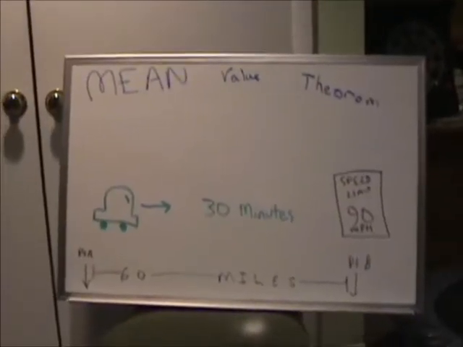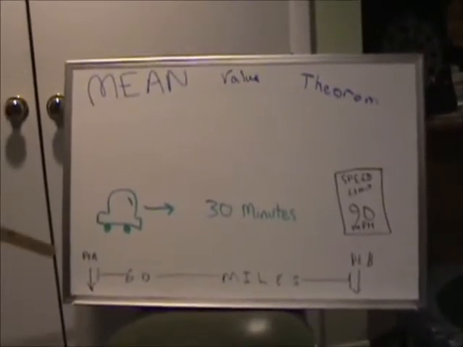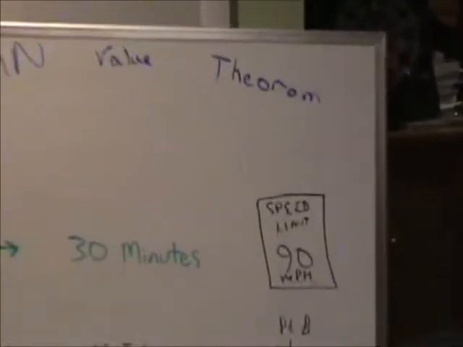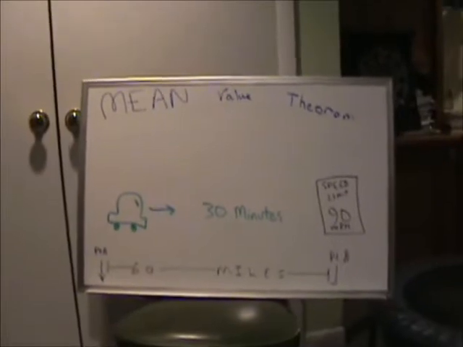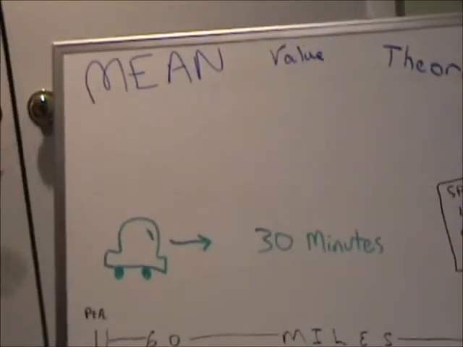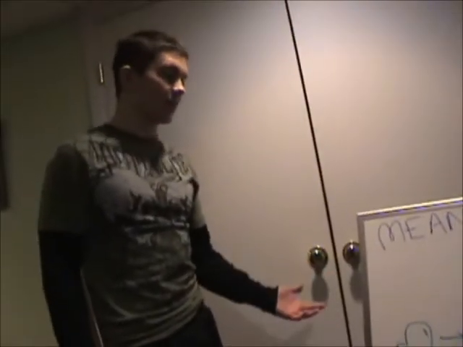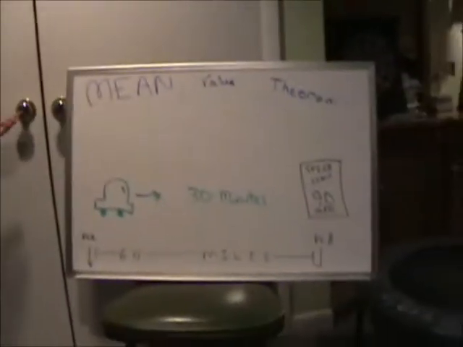Here we go, we've got a car driving down the highway. It goes through a 60-mile stretch from point A to point B in 30 minutes. The speed limit posted is 90 miles per hour. Did this car drive lawfully the entire time? Let's find out. The mean value theorem must apply because if you were to graph the car's velocity, the graph would be continuous and differentiable. The car cannot suddenly change velocity in any way.